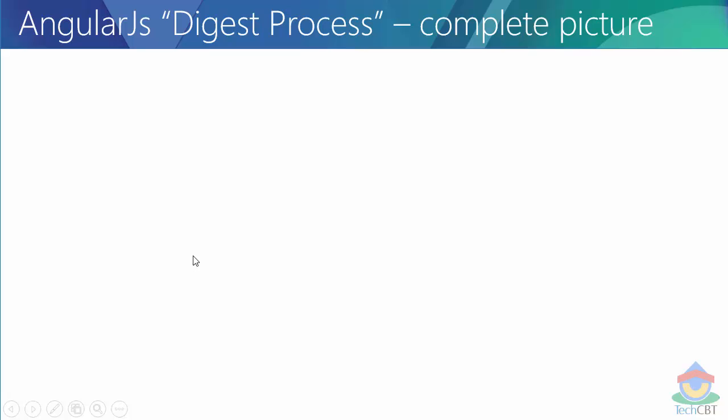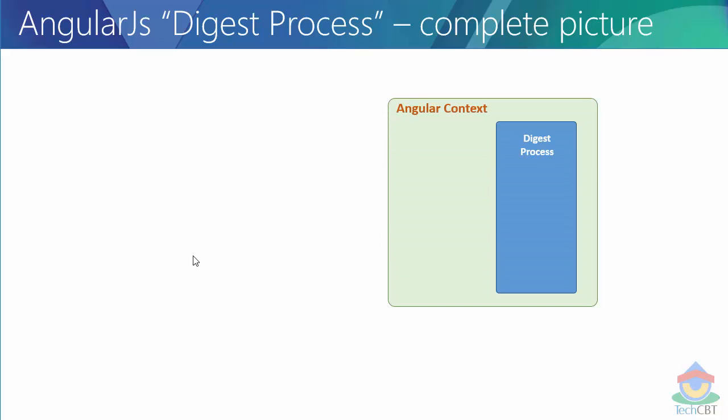Okay, now this is the last slide. That is a complete picture on how this digest process is really going to be working behind the scenes as part of AngularJS. Now we know that digest process is always going to be executed as part of the Angular context, and digest process will be always going through all the watch lists, and it actually goes through at least twice. So this is what we have already covered in my previous slides.